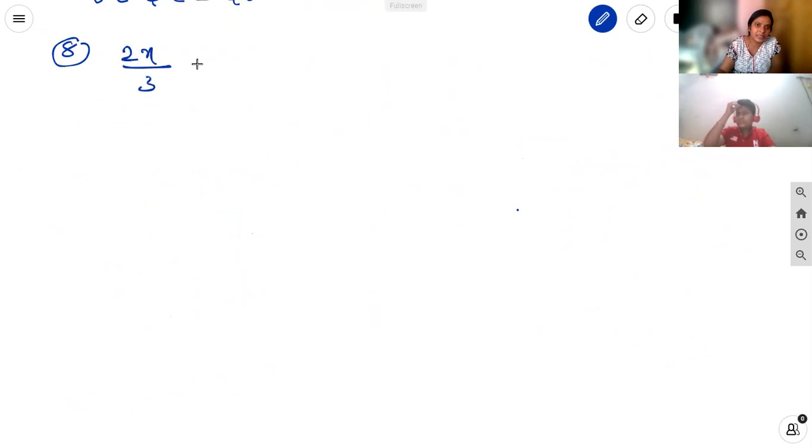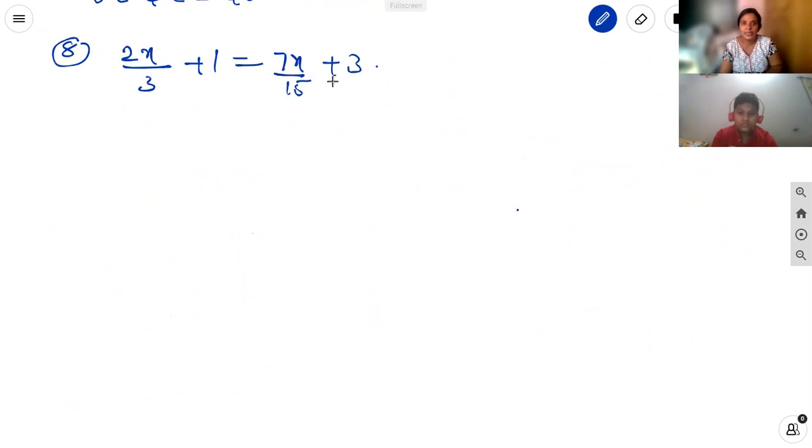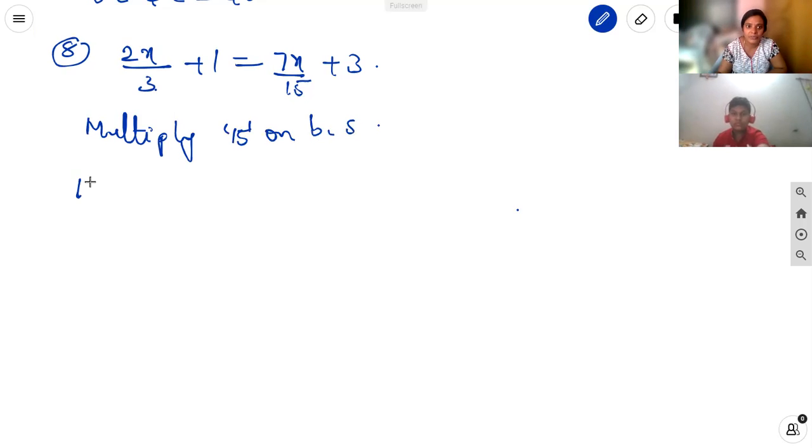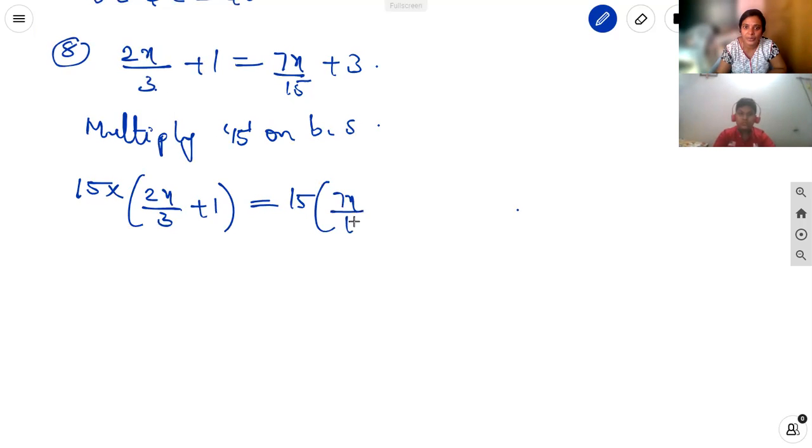2x/3 + 1 = 7x/15 + 3. Here, both sides have fractional terms. The denominators are 3 and 15, so we take the highest, 15, and multiply both sides by 15. So 15 into (2x/3 + 1) equals 15 into (7x/15 + 3).